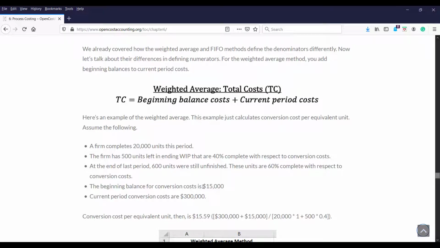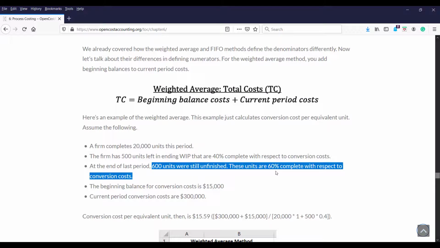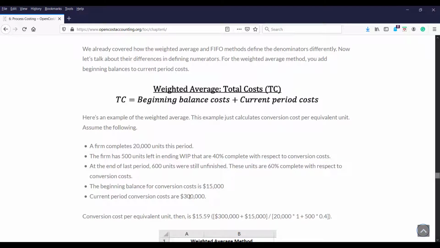Our beginning balance in dollars now, $15,000 for beginning WIP, which is correlated with these 600 units that are 60% complete with respect to conversion costs. And we have current period conversion costs of $300,000.